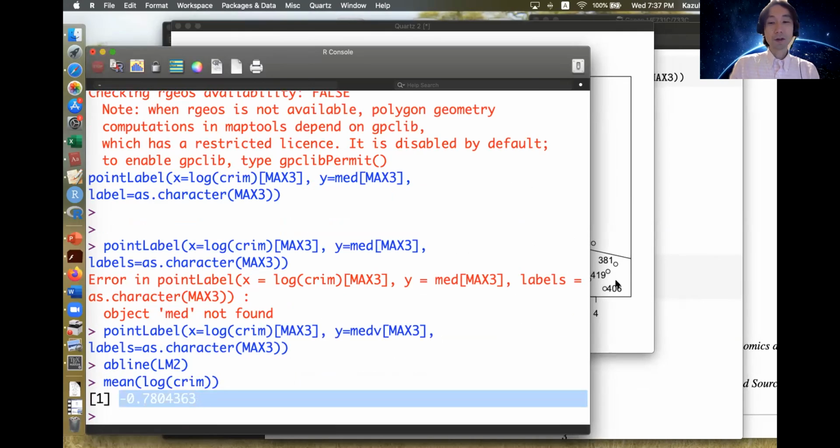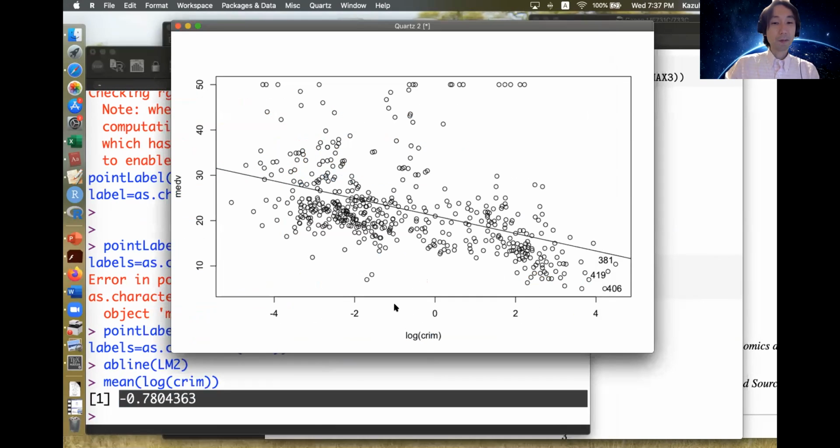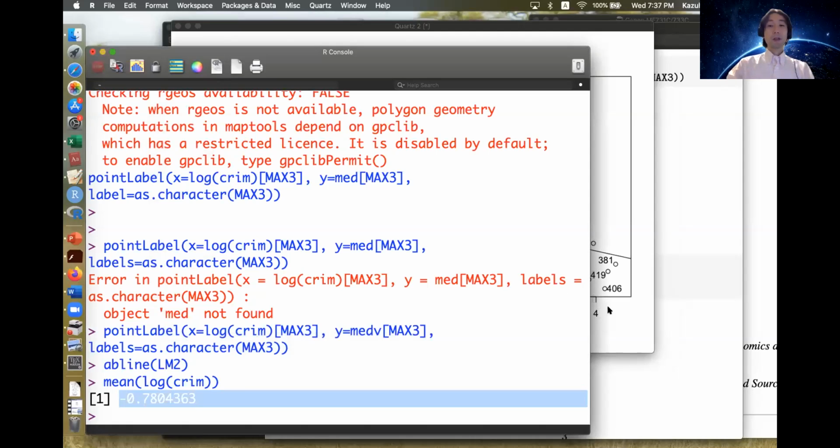So on average, the log crime rate is negative 0.78. So that is around here. So probably the distance is larger for these observations compared to maybe these observations.